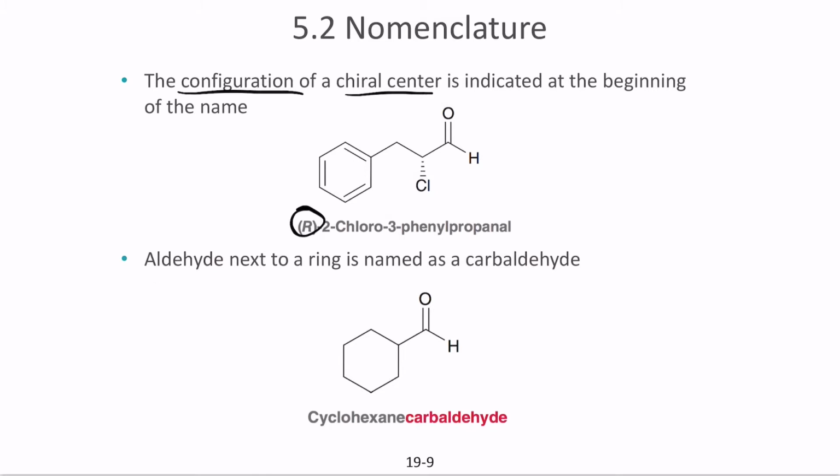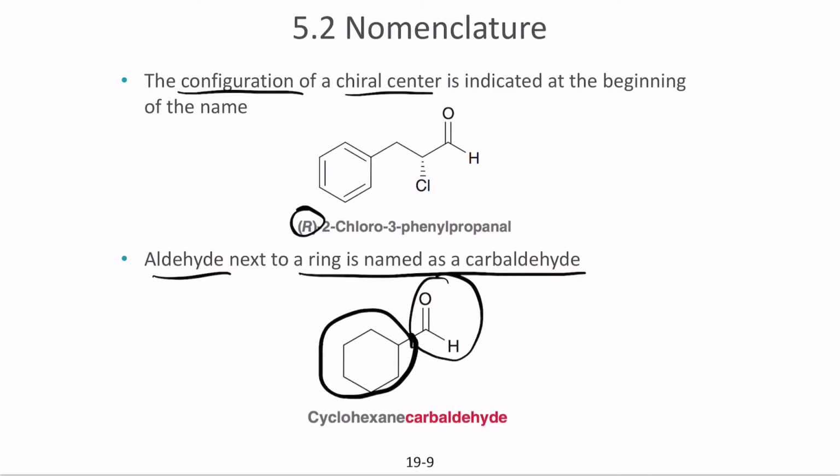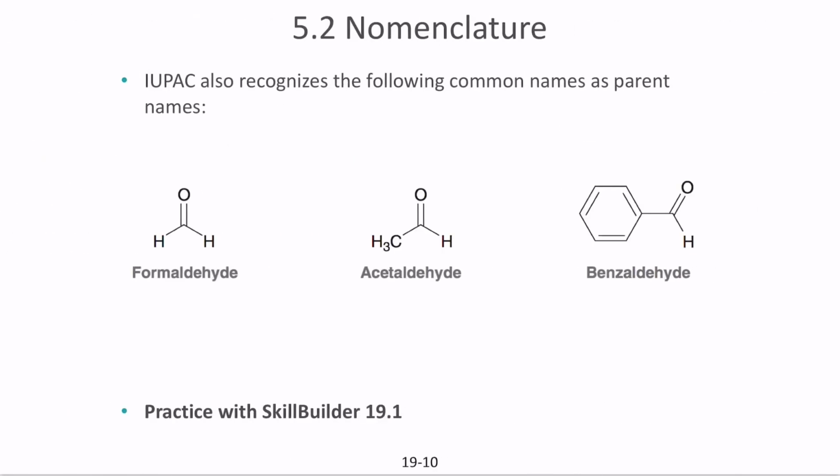When you have an aldehyde next to a ring, it is named as carbaldehyde. So any aldehyde that's attached to the ring is always called carbaldehyde. For example, if this double bond O was inside the ring, we would have written it as a ketone. But if it's outside the ring, notice that this is cyclohexane and it has a CHO group on it. So we write it as cyclohexane carbaldehyde. So this is how we write the nomenclature for this compound.